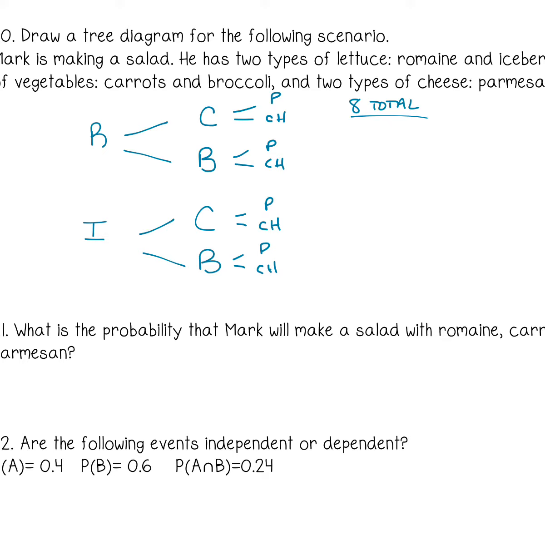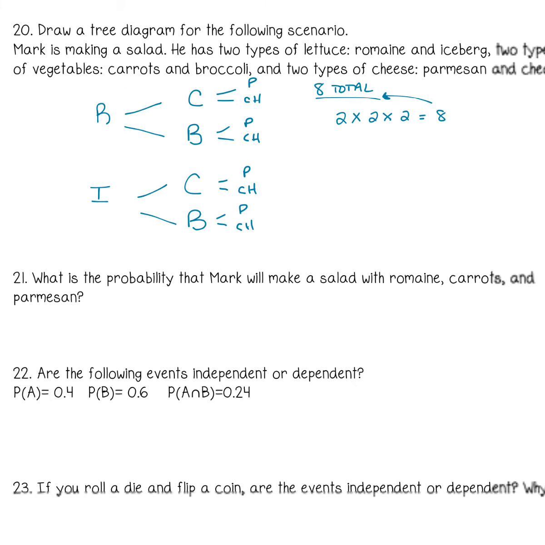Right? Again, we could do fundamental counting principle. 2 types of lettuce, 2 types of vegetables, 2 types of cheese. Okay? 2 times 2 times 2 is 8, which gets me there. So I can go tree diagram or fundamental counting principle. It doesn't matter to me.